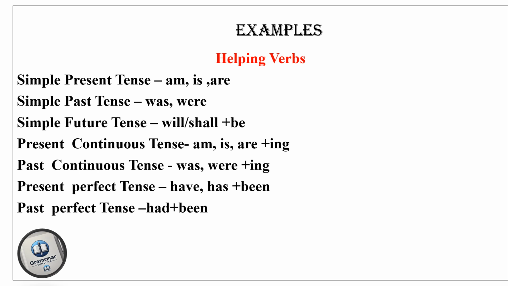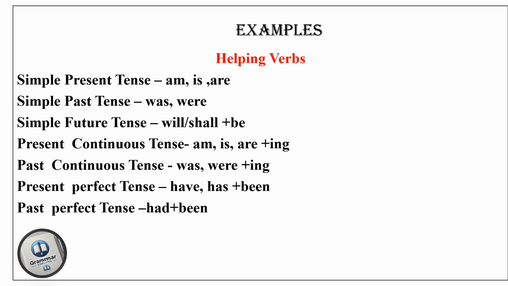If it is in perfect tense, the perfect tense helping verbs are have, has. With that, when you change from active to passive voice, you will use have been, has been. Then the next tense is past perfect tense. The past perfect tense verb is had plus been. Means when you change from active to passive, in the place of had, you are going to add been. This is the basic rule you must know to master changing from active voice to passive voice.